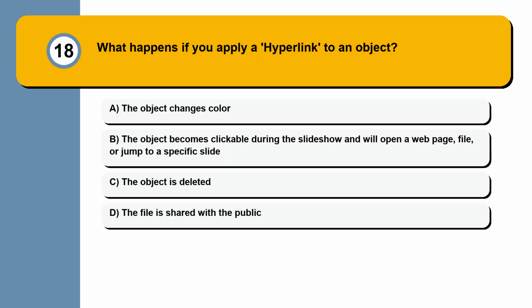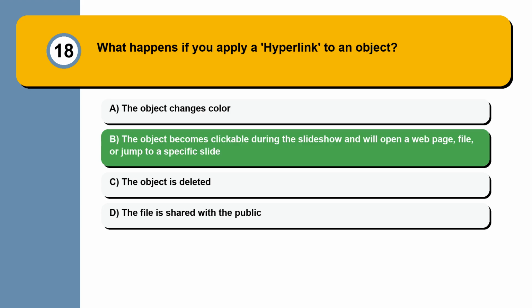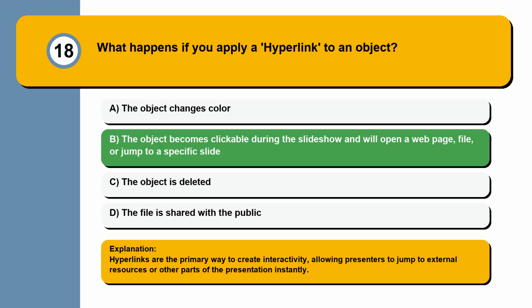Question 18. What happens if you apply a hyperlink to an object? The object changes color. The object becomes clickable during the slideshow and will open a web page, file, or jump to a specific slide. The object is deleted. The file is shared with the public. Hyperlinks are the primary way to create interactivity, allowing presenters to jump to external resources or other parts of the presentation instantly.